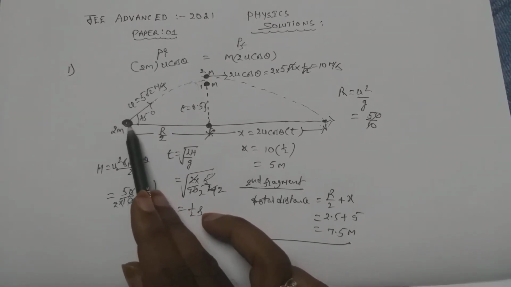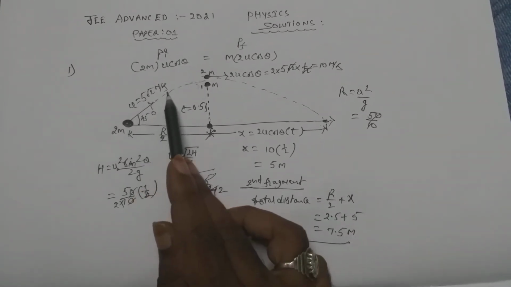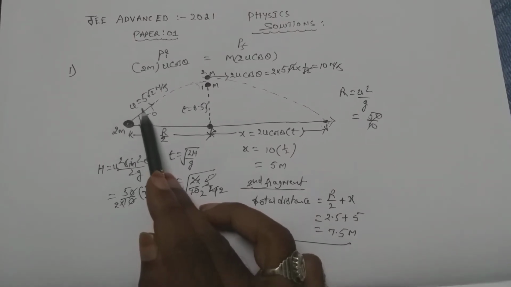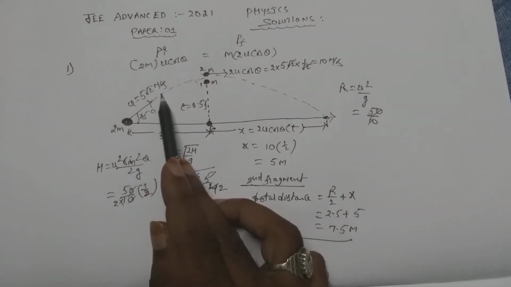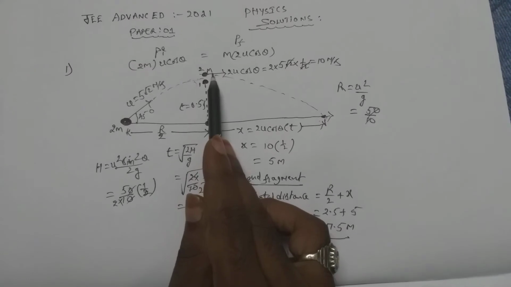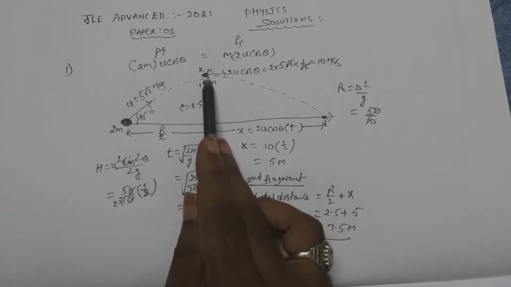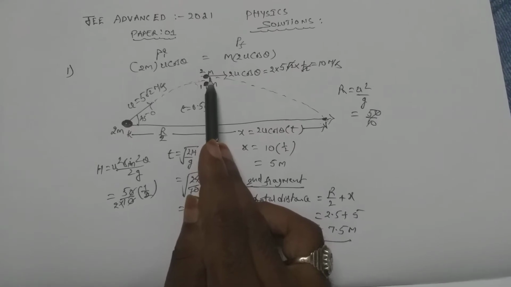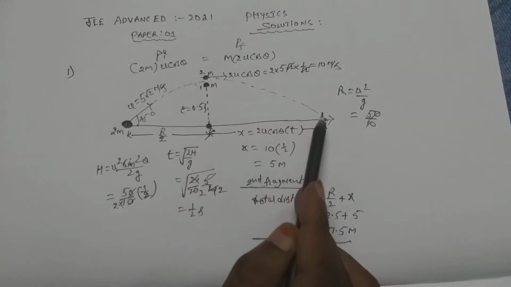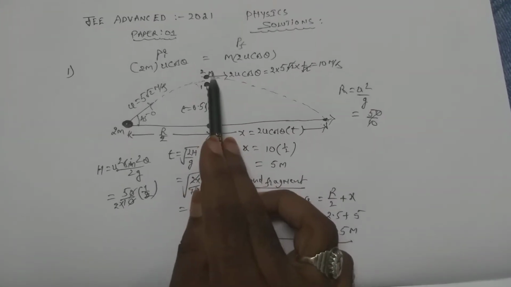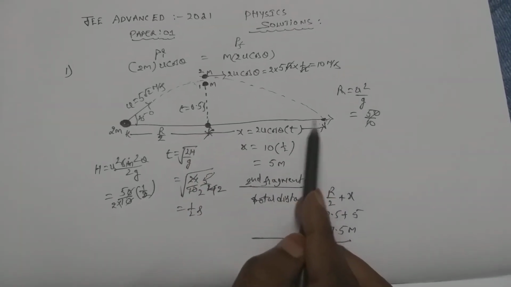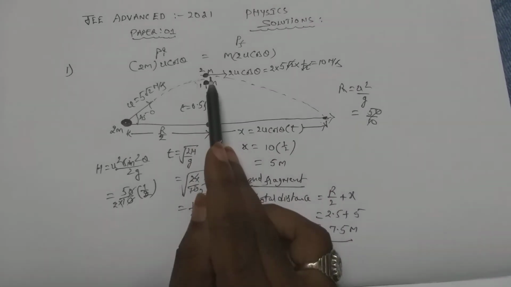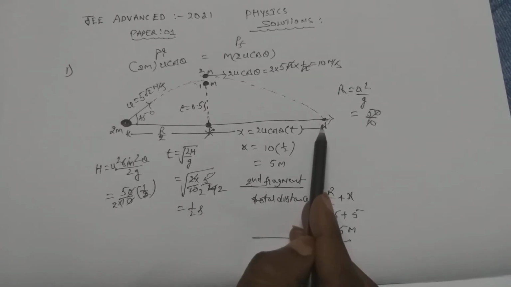There is a particle of mass 2m which is projected at an angle of 45 degrees with the horizontal with an initial velocity 5 root 2 meter per second. At its highest point, it splits up into two equal fragments of masses m and m. It is required to find at which point the second fragment will land on the ground, and also the time taken by the second fragment to reach the ground.